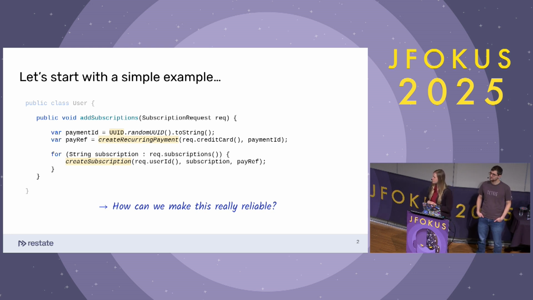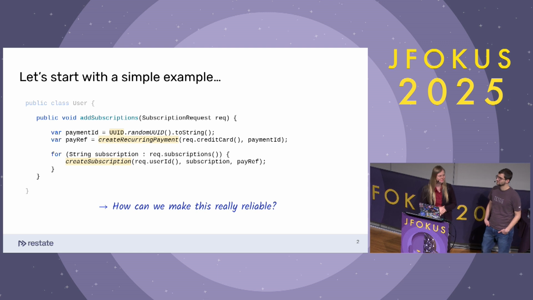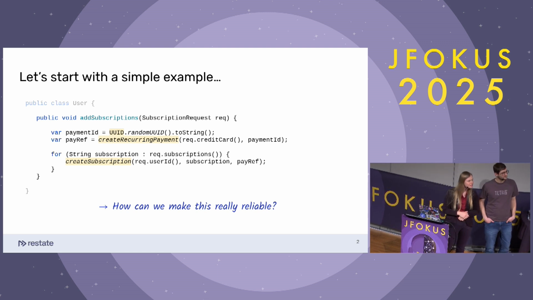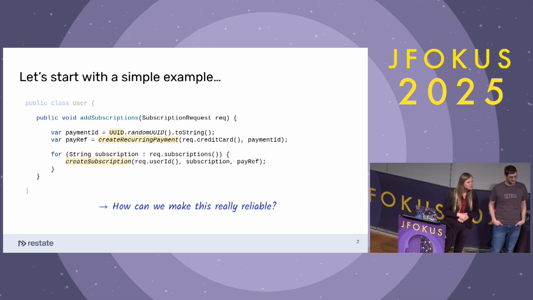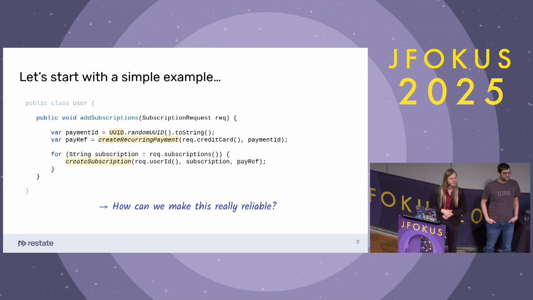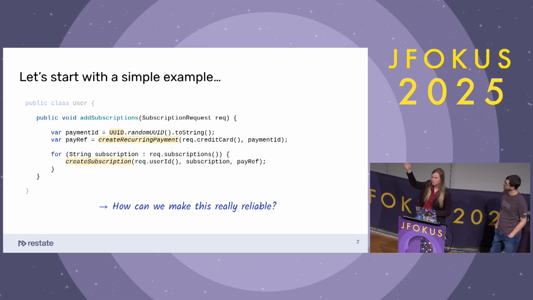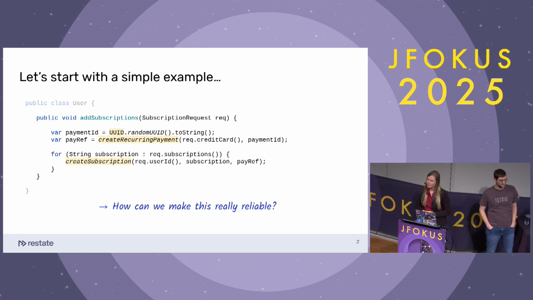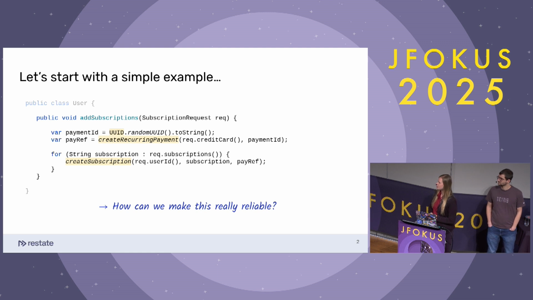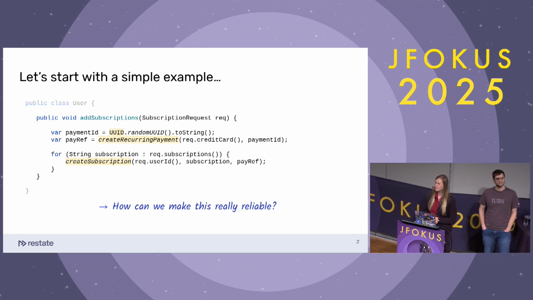Does anyone see some issues in this code? Any ideas? Yes? Yeah, so the person in the audience said that if it crashes halfway through, we don't really know what was and what wasn't executed. So maybe we don't create all the subscriptions, or maybe we create the payment twice, these kind of issues. Does anybody else see any other types of issues of what can happen here?